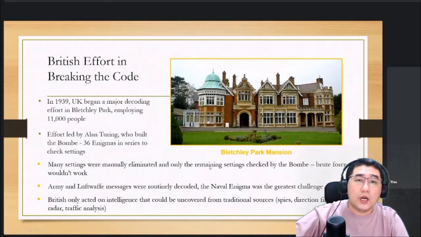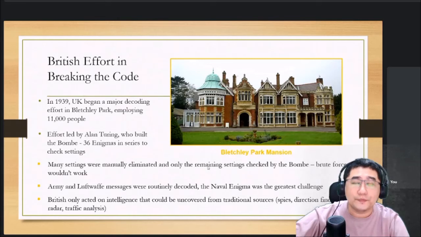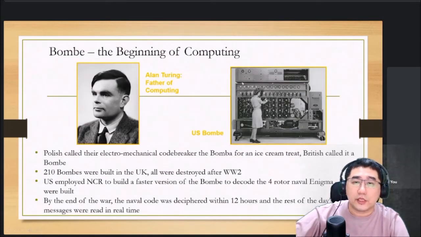Then in the UK, since the Polish mathematicians had managed to crack the Enigma machine, they set up their own cipher bureau, led by Alan Turing, the one in the movie The Imitation Game. And they managed to build the first computer in the world. This is the picture of the first computer in the world.